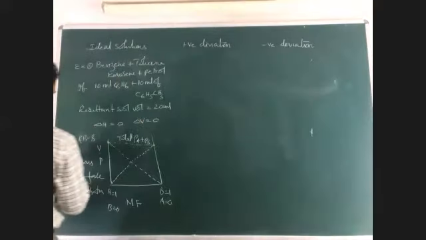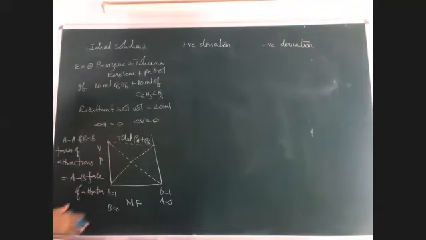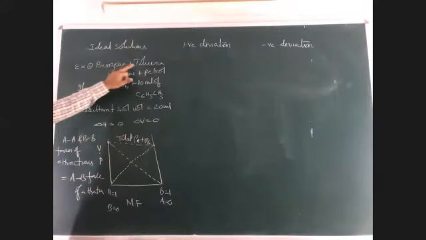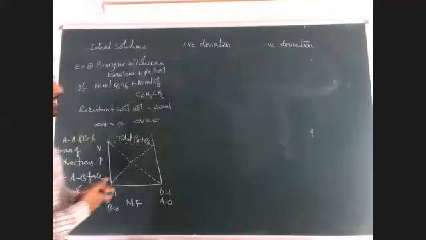So it can be written like this. The AA force and BB forces of attraction are equal to the AB force of attraction. This is called an ideal solution. So you have to remember these examples: benzene, toluene, kerosene, petrol, likewise. There are some examples.